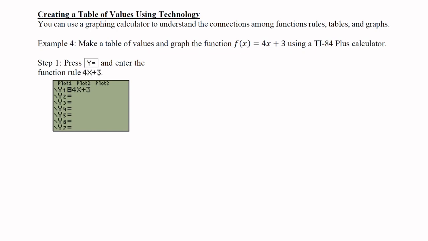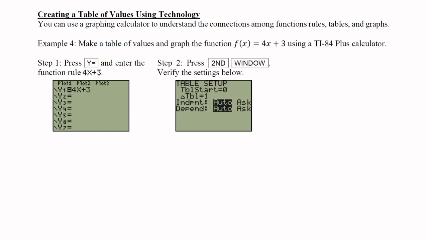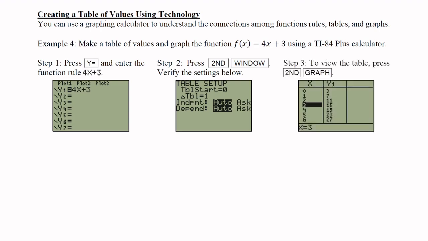Now the next thing, once you have it entered, is to press 2nd Window and verify the settings that you see here. You want to make sure that your independent variable is on auto and your dependent variable is also on auto, and that your change in table is set at 1. Then to view the table, press 2nd Graph, and you should see the table very similar to what you see here.